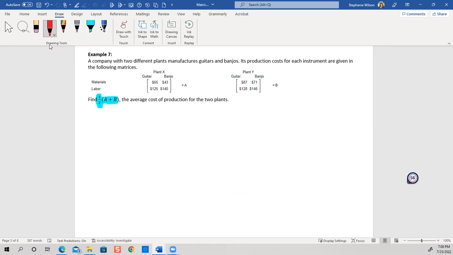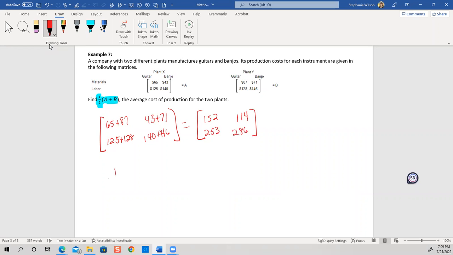So A plus B. So I'm going to take my A plus my B, my A plus my B, my A plus my B, my A plus my B. All right, so now when I add those together, I get 152, 114, 253, 286. And now the last step is I'm going to take a half of every bit of this.